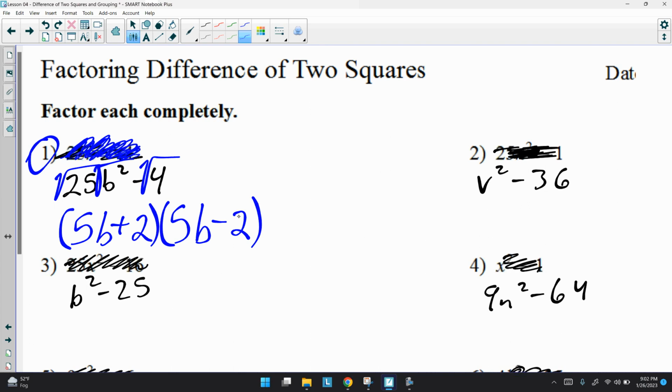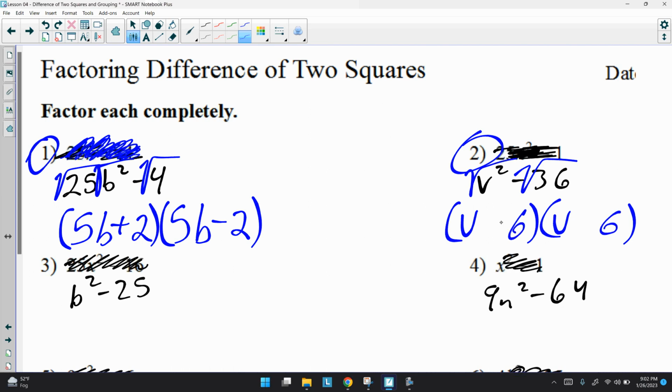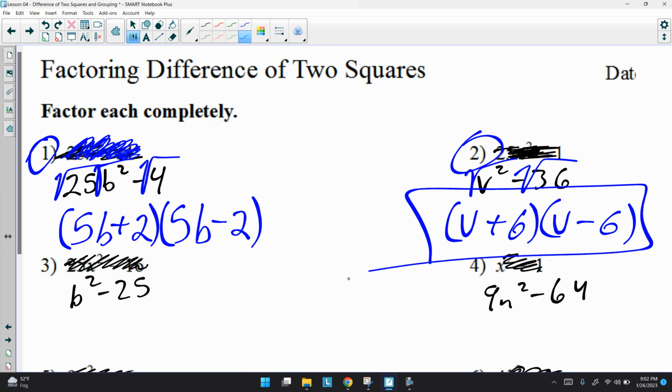Again, we'll look at 2 real quick. Set it up by doing the parentheses first. What's the square root of v squared? V. What's the square root of 36? 6. And make one plus and make one minus. That's about it. Again, check greatest common factor. And then, set up your parentheses, take square root of the first, second term, etc. And that's about it. Let's look at grouping.